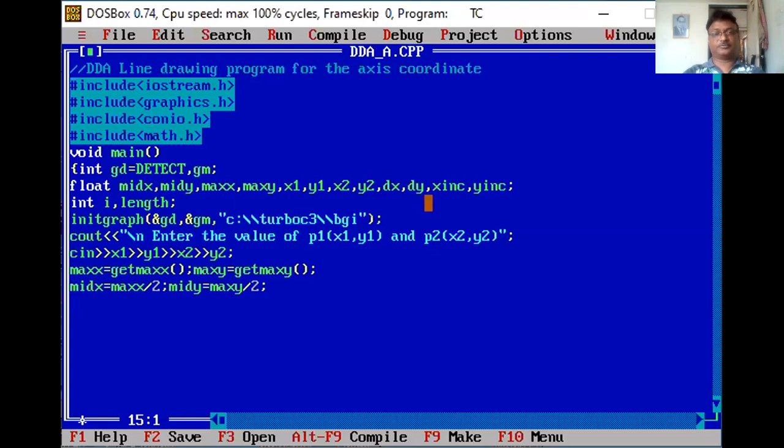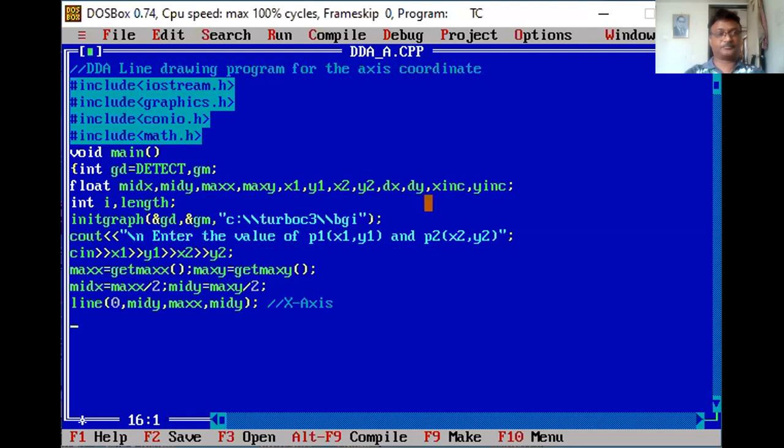Now, we need to shift this point, okay? Or you have to draw the x-axis, y-axis. Suppose I am going to draw the x-axis line. So line: the x-axis having 0, comma, midy, correct, comma, maxx, comma, midy. So this has become my x-axis. Correct? This is the x-axis coordinate. I am writing it in a comment so you can understand it.